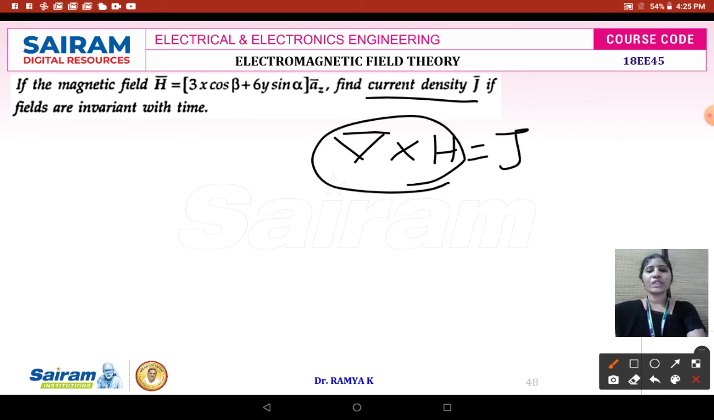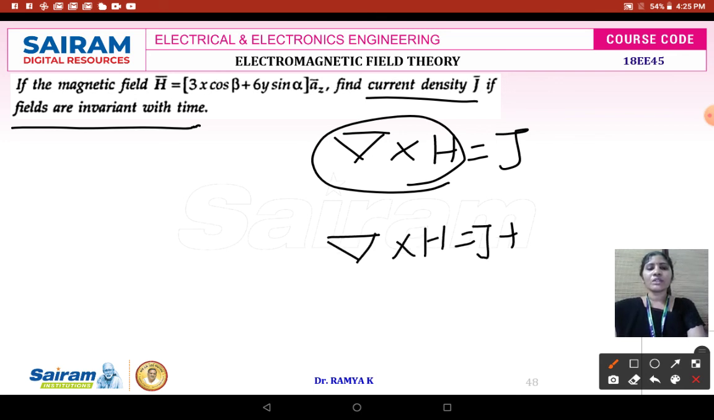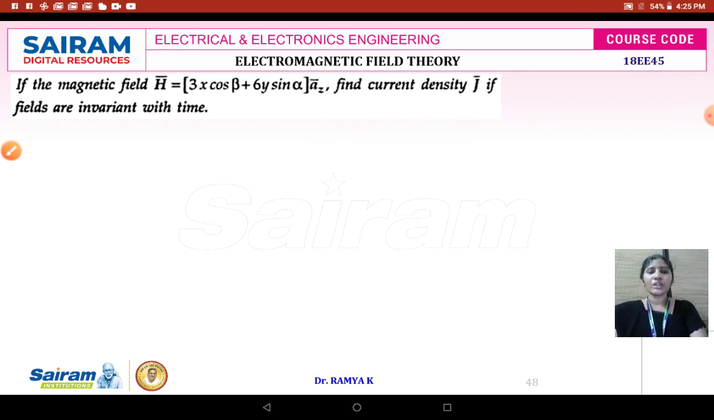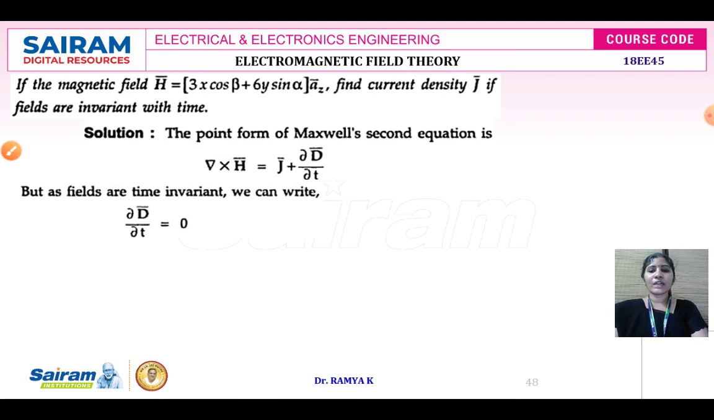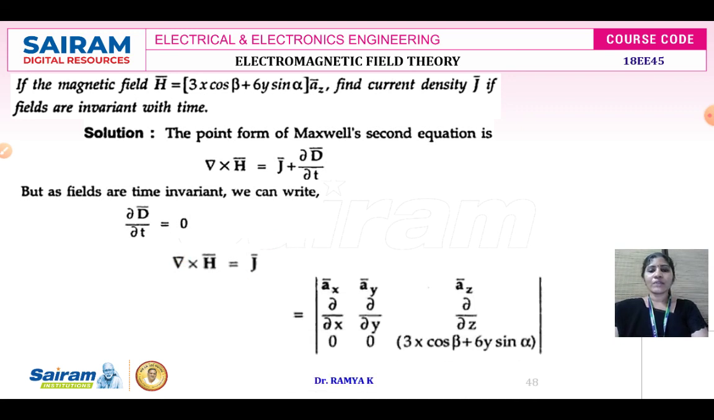Why am I using it here? It is invariant with respect to time, a steady state field. Suppose in the case of a time varying field, if they asked, you have to use curl H is equal to J plus dou D divided by dou T. So in this equation, if you substitute the value of dou D by dou T as zero, you will get the Maxwell's equation for a steady state field.